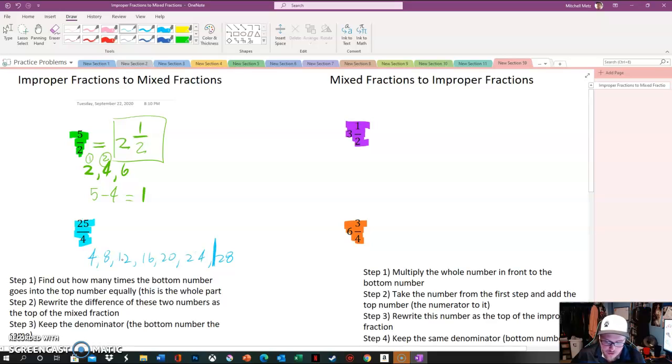So let's see. 1, 2, 3, 4, 5, 6. It went in there 6 times. So because it went in there 6 times equally, that is my mixed fraction's 6. That's my whole number, the whole number part of it.